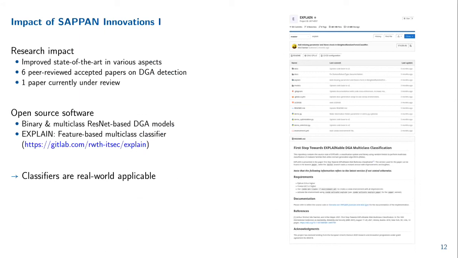So for instance, the binary and multiclass resonance-based DGA detection model architectures are publicly known, and you could actually use them in your own classification pipeline, for instance. And also the feature-based approach, we published it on GitLab. You can have a look at the source code. And there we published everything, which includes feature selection, hyperparameter optimization, also the whole pipeline. And we also published the different configurations which you could use for classification.